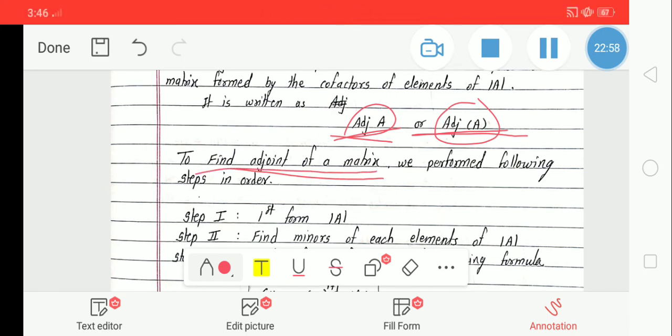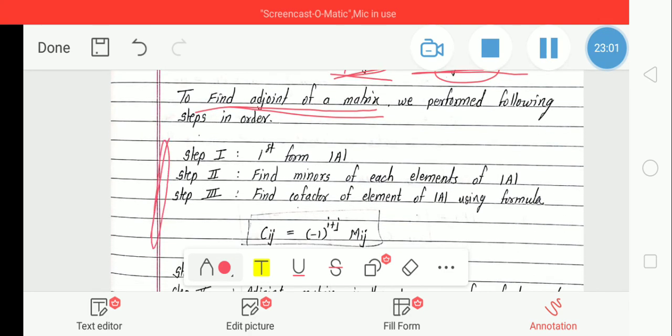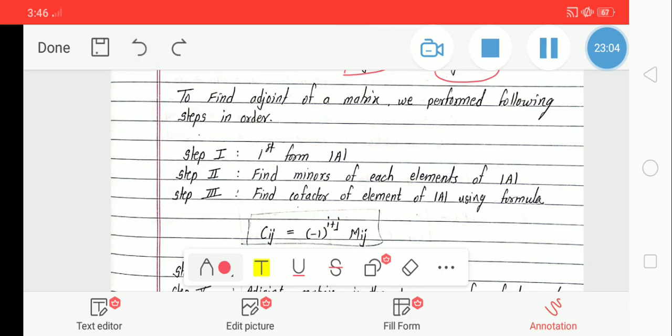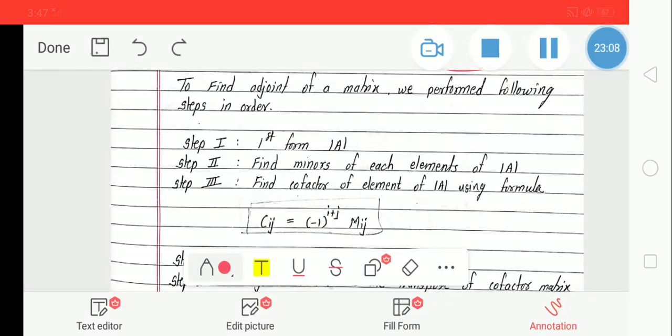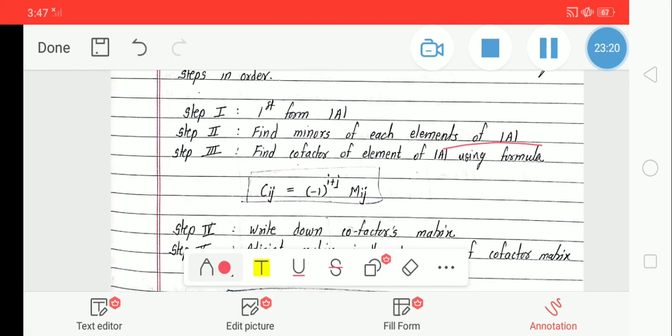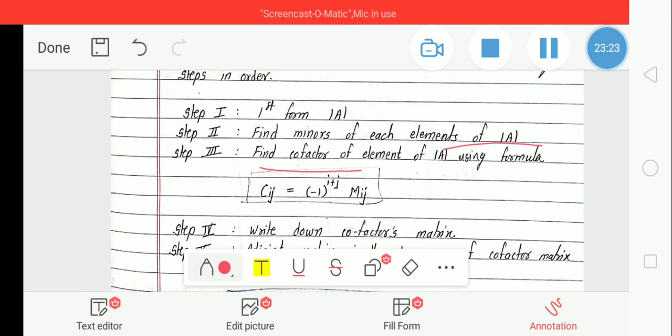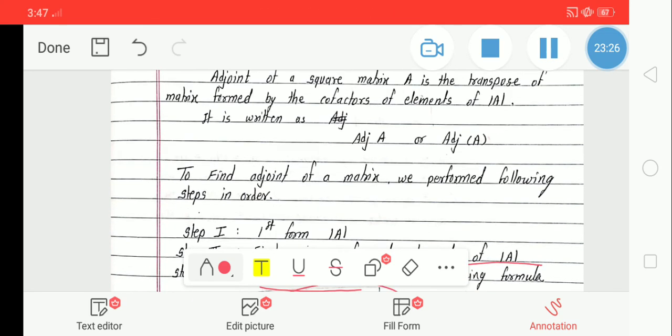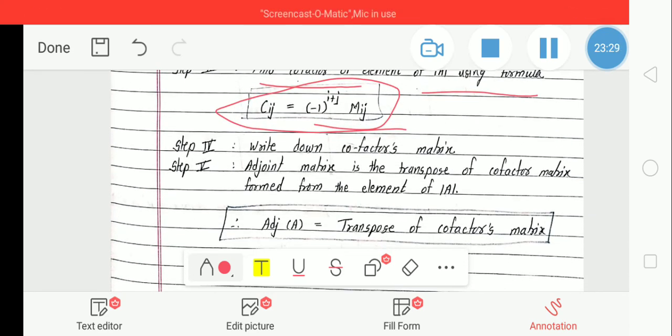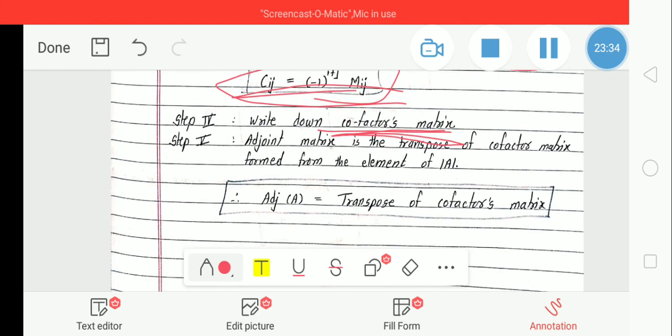When we have to find the adjoint matrix, we will follow these steps. Now, to find an adjoint matrix. Step 1, first form mod of A. We bring the matrix into mod form. Then find the minor of each element of A. Then find the cofactor of each element of mod A using the above formula. Then step 4, write down the cofactor matrix. We have to write this cofactor matrix. Then step 5, the adjoint matrix is the transpose of the cofactor matrix.